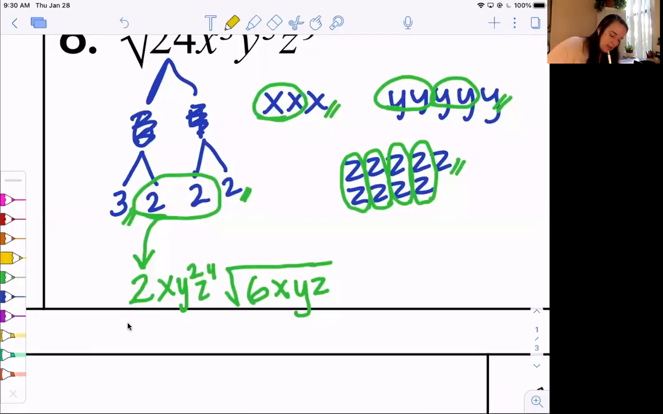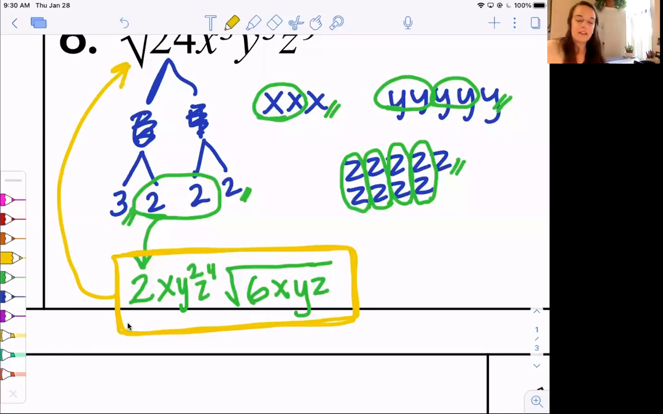This entire thing is my answer. This is the simplified version, believe it or not, of that there. So 2x y squared b to the 4th square root 6y or xy.